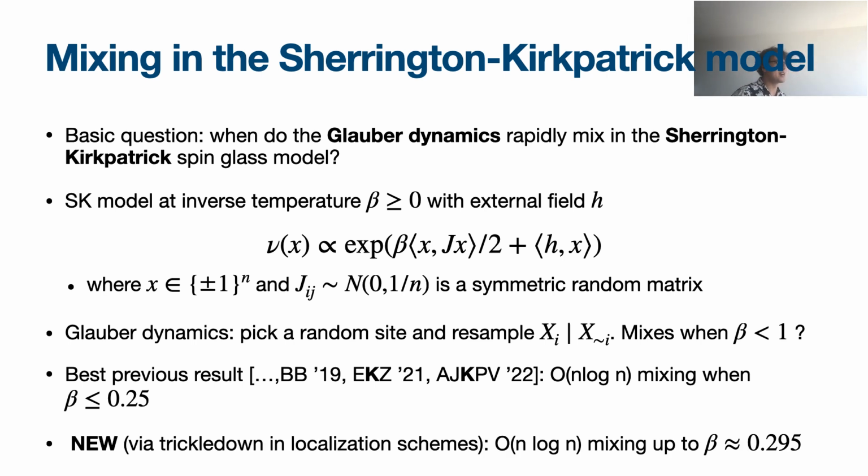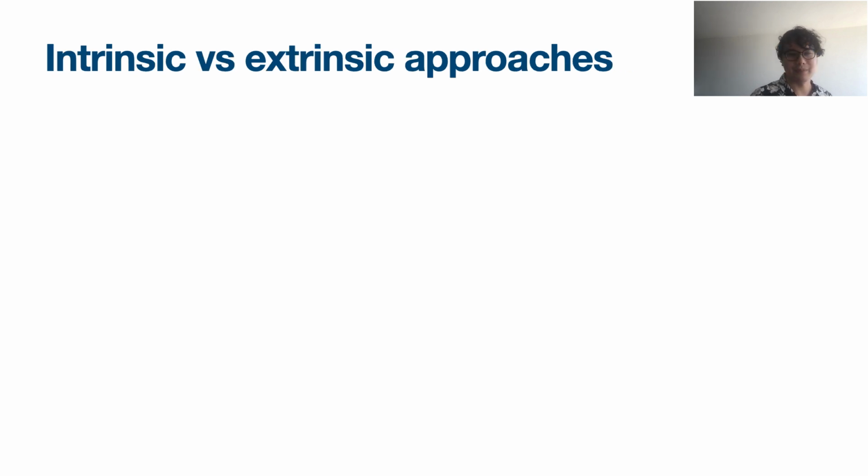And one thing that makes this interesting is that 0.25 is actually the sharp threshold for some notion of log concavity of the measure. So this tells us that convexity is actually not the thing that really determines, in this case, when it's rapidly mixing. Although, we don't know what exactly the sharp threshold is rigorously.